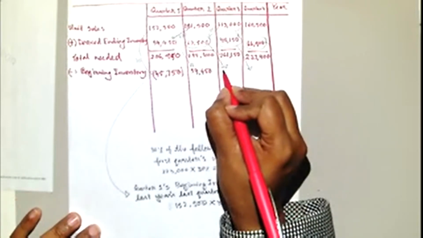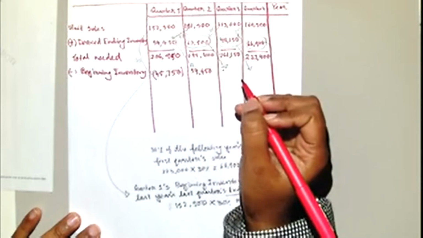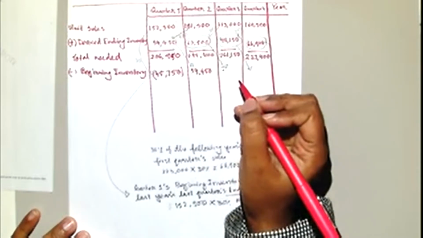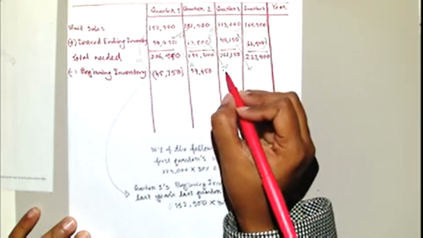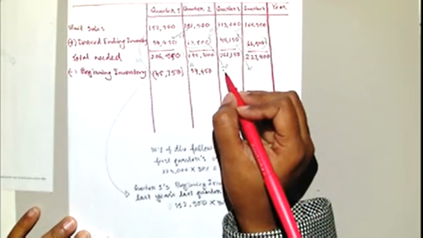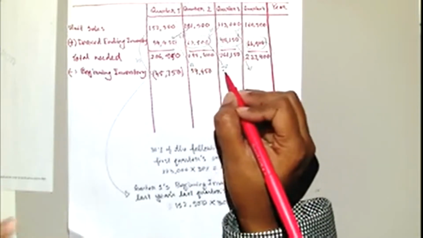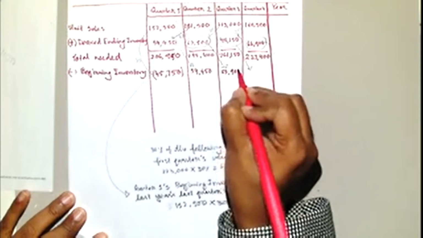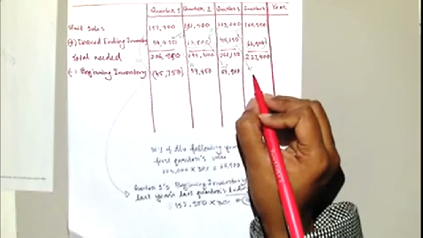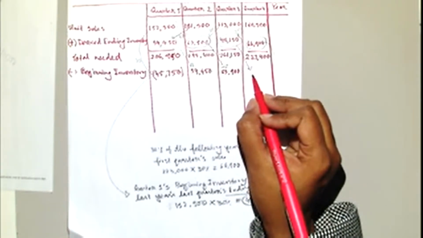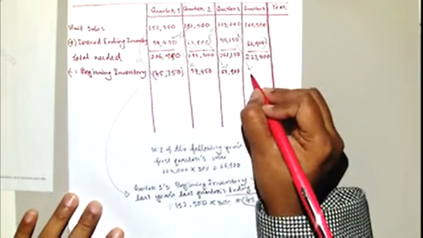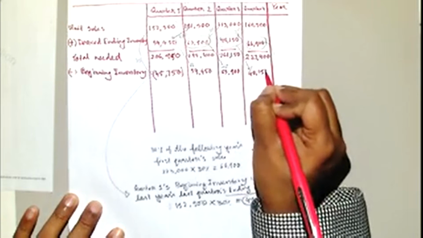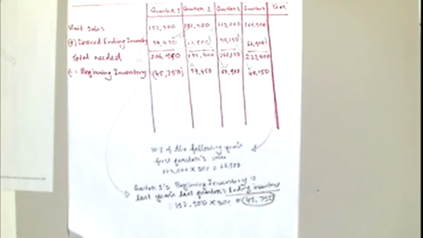So for quarter three, what is your beginning inventory? 63,900. Hannah, what is your beginning inventory for quarter four? Yes? It's 48,150. Excellent.